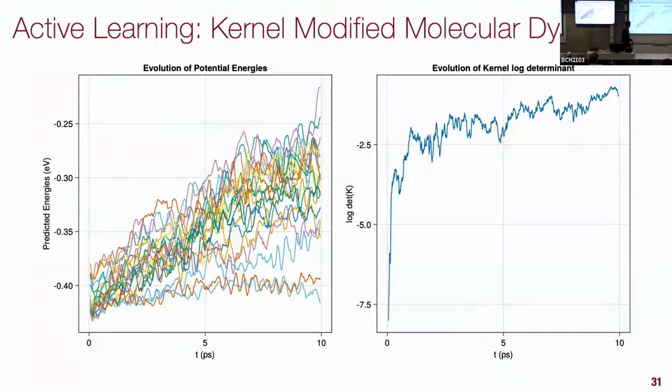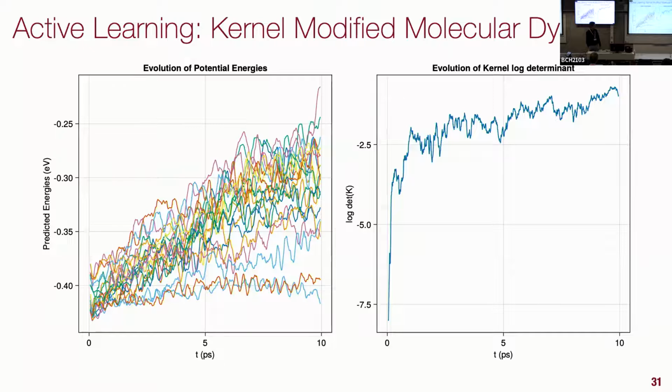So when I started, I just randomly sampled 20 configurations. They were not very diverse. The log determinant was quite small, meaning that there was significant overlapping information between my configurations. And quite rapidly, the log determinant increases, representing that this kernelized method does, in some sense, produce diverse configurations over time.